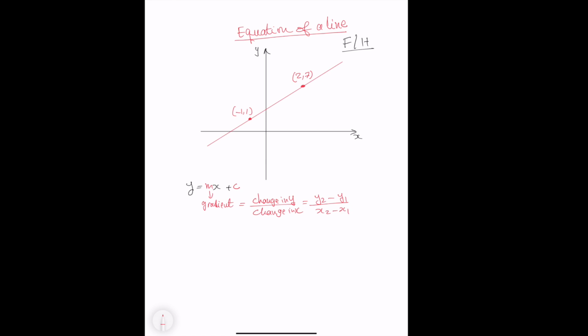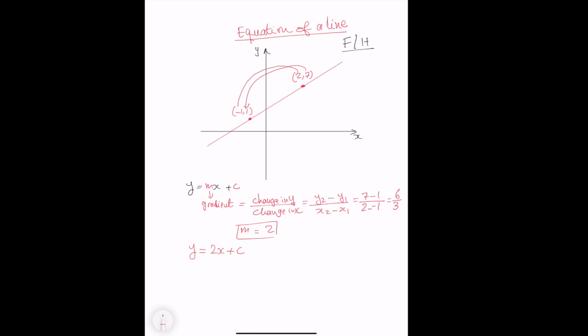So in this case y2 is 7, y1 is 1, so you have to do 7 minus 1 divided by x2 take away x1, which is 2 minus 1. So the answer is 6 divided by 3, or 2. So the gradient m is equal to 2. Hence you can now write your equation as y equals 2x plus c.